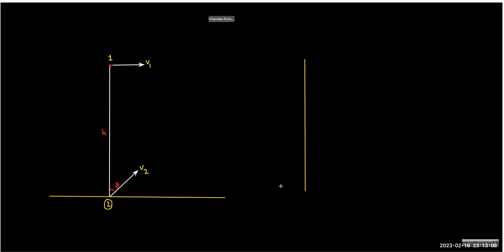how will you draw the velocities? 2 is at rest, and 1 will have how much velocity? v1 towards the right, and it will have v2 like this, value-wise, at angle theta. Is this clear to all of you? Tell me yes or no.